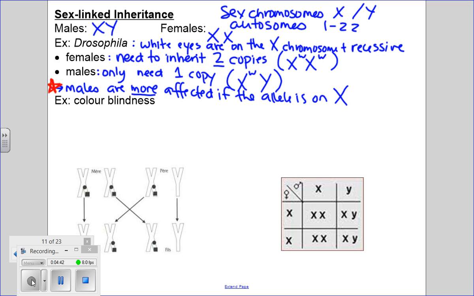So the example that we're going to start with is color blindness, specifically red-green color blindness. Is anybody in the room colorblind? Oh, this is the first time. I've always had someone colorblind in my class when I talked about this.